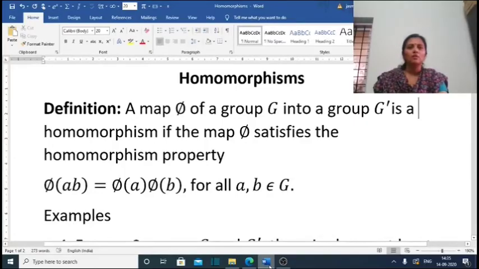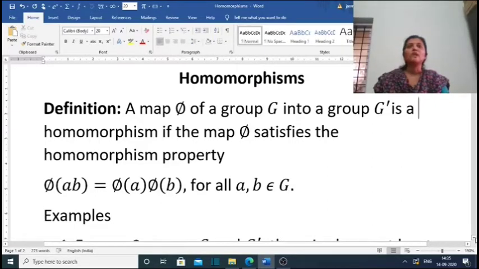Good morning all. Today we have the concept of homomorphism. We have already learned this when we studied about isomorphism of group between two groups. A map phi of a group G into group G dash is a homomorphism if the map phi satisfies the homomorphism property: phi of AB is equal to phi of A phi of B for all A, B element of G. This is the homomorphism property.